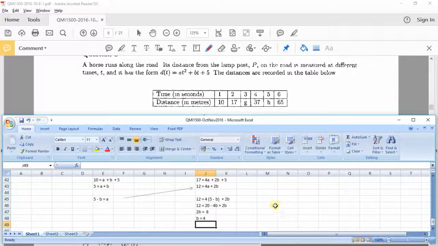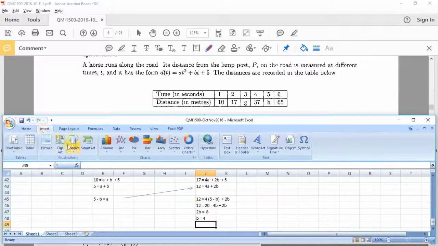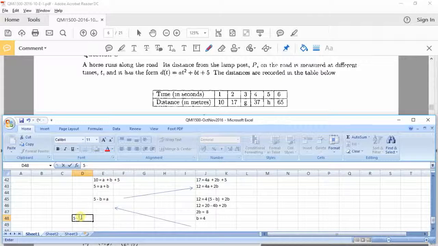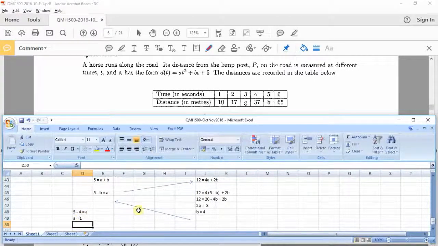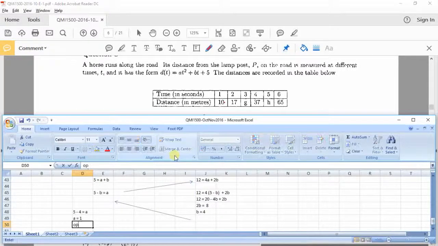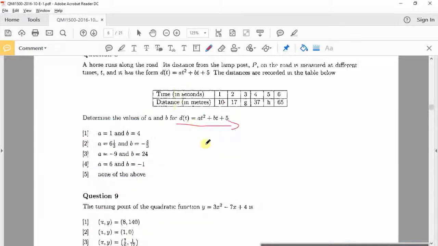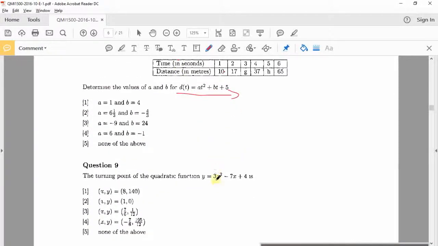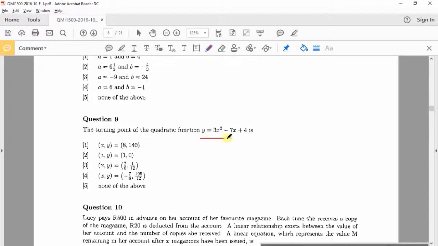Okay, if b equals 4, plug it back in. Plug that into this now. Alright, so 5 minus 4 equals a. a equals 1. Right, so now I've got a is 1, b is 4, option 1. Okay, so now I can write down the equation. Well, they've given it to you there. Actually, there it is.